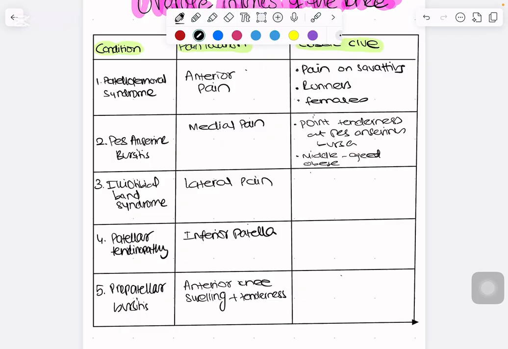Next off, we have iliotibial band syndrome. In this, the patient will have lateral knee pain that is poorly localized, and there will be point tenderness at the lateral femoral epicondyle. This is also common in runners and in cyclists.